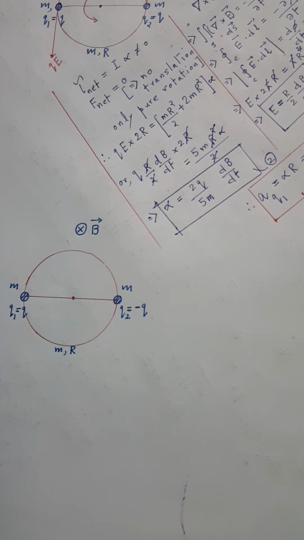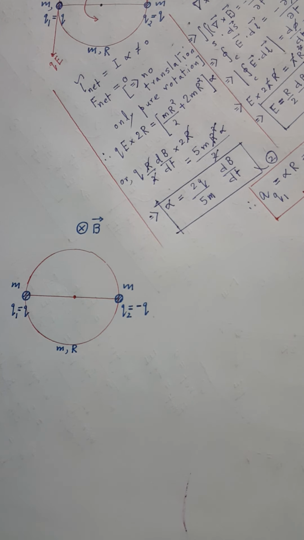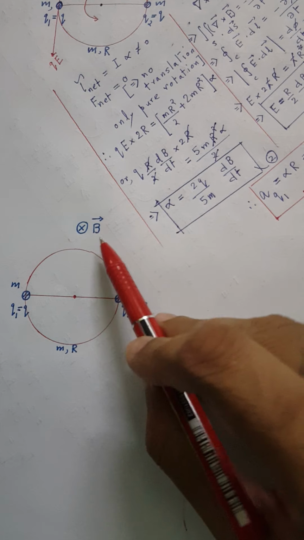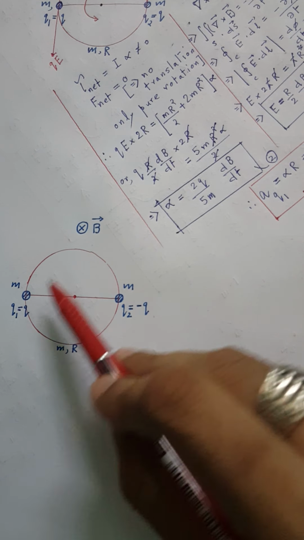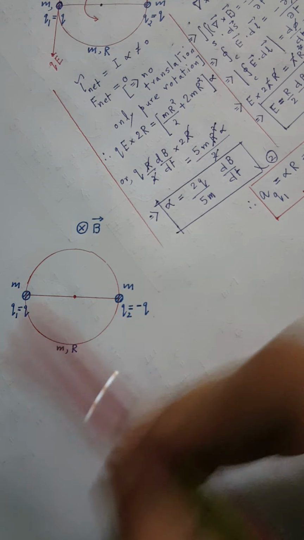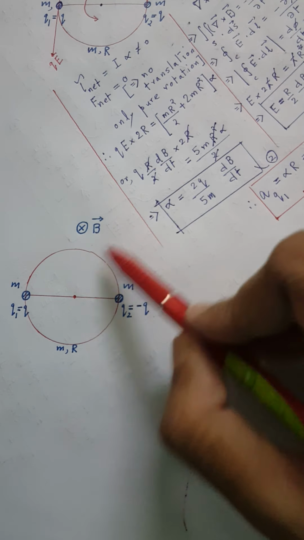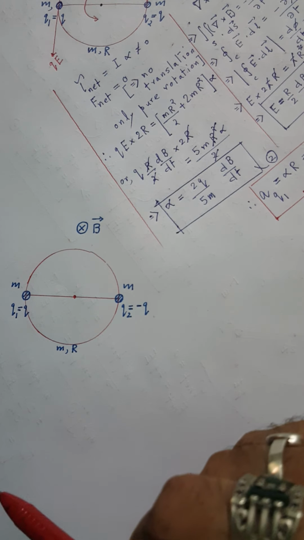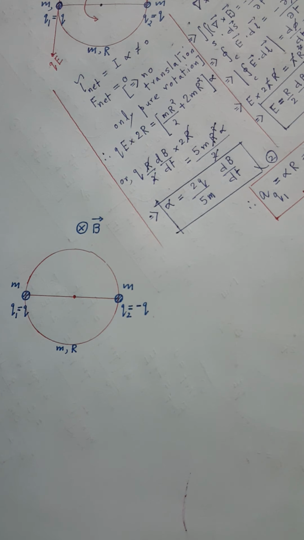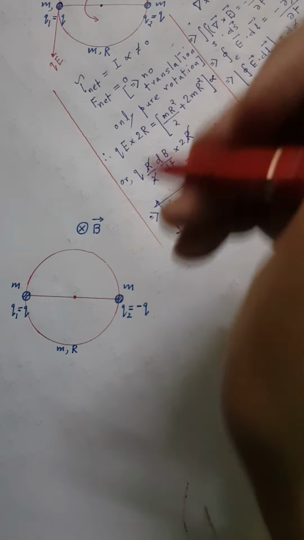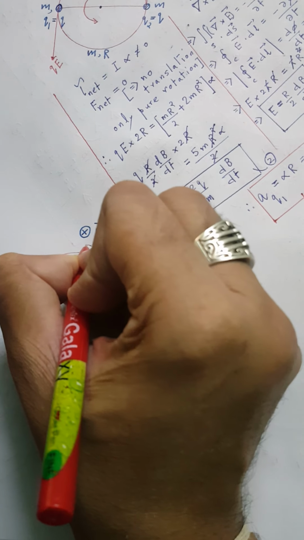Suppose the disk is now this. If this is the disk and the two charges are equal in magnitude but opposite in nature, one is plus q, another one is minus q. Again, this time varying magnetic field will induce an electric field on the disk. Because of that induced electric field, induced current will flow, with the sense of flow exactly the same as in the previous case.